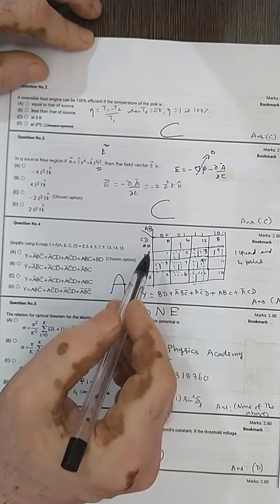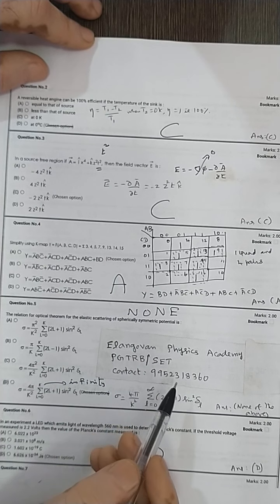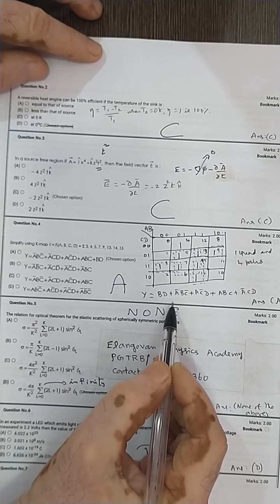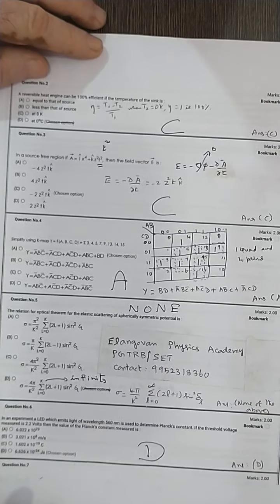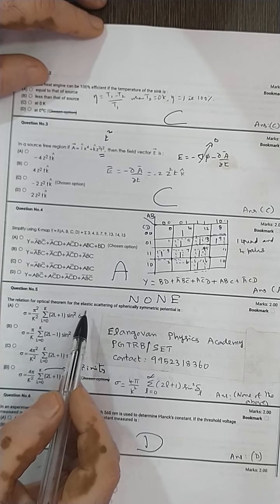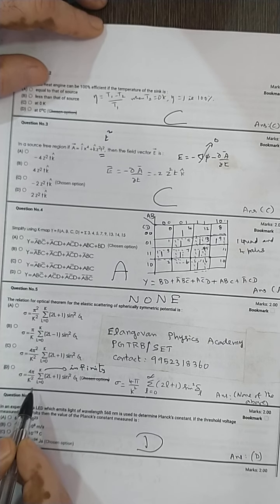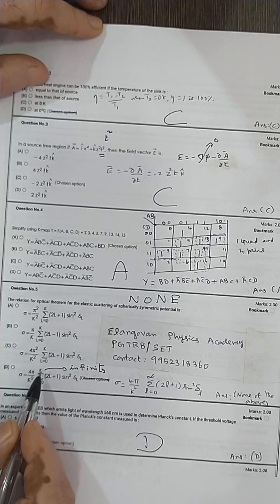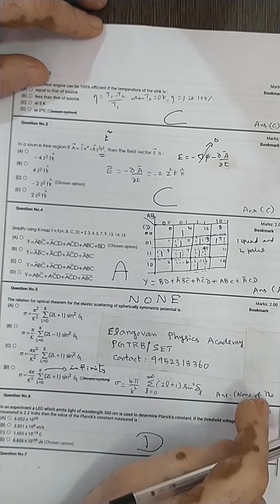By using the method of Karnaugh map simplification, you can obtain this expression Y, so option A is the correct one. Question number 5. The relation for the optical theorem: here the L must be 0 to infinity. This should not be k, it must be infinity. If this is infinity, then this is the answer.